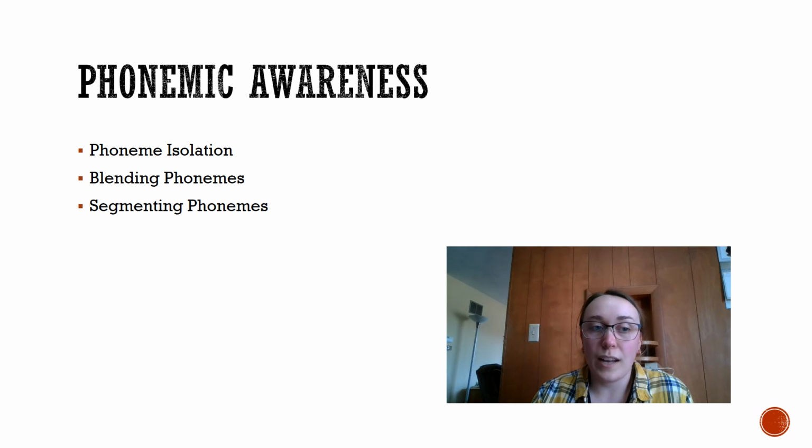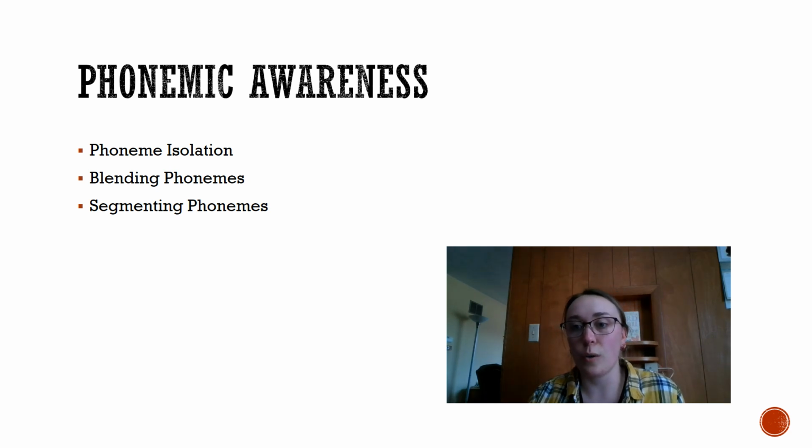The second strategy that I have is blending phonemes. In this strategy, I would first make the sounds in the word cat. And then I would ask that student to blend them back together. So I would start by saying k, a, t, and then they would give me the word in response. So that's blending the phonemes.